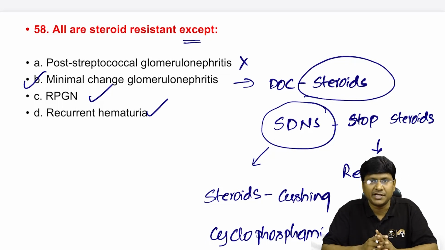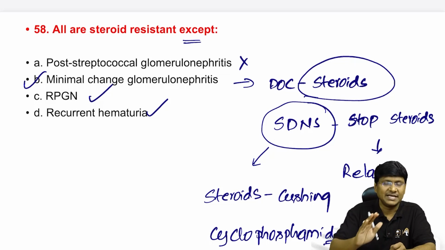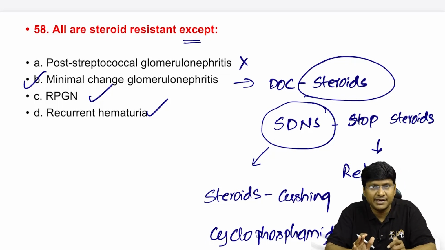Okay, and in rapidly progressive glomerulonephritis, there is a plus-minus requirement of steroids, and in recurrent hematuria, we don't give the steroids. Okay, because one of the conditions where you have recurrent hematuria is IgA nephropathy, but in case of IgA nephropathy, please remember they will be requiring the steroids as well as other immunosuppressants like azathioprine.